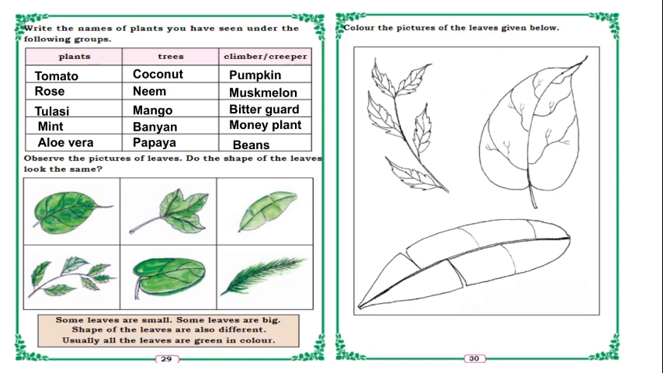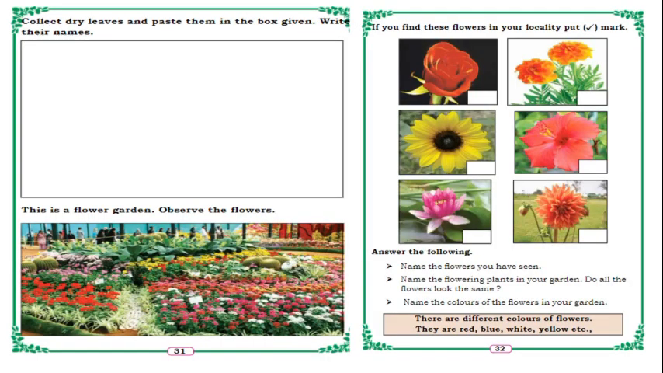Okay. Observe the picture of leaves and the shape of the leaves. You can also look at the same shapes of leaves, isn't it? Six types of leaves we can see here. Some leaves are small, some leaves are big. The shape of the leaves is also different. Usually all the leaves are green in color. Isn't it, children? Yes. On the next page also some leaves are there. You have to color them.